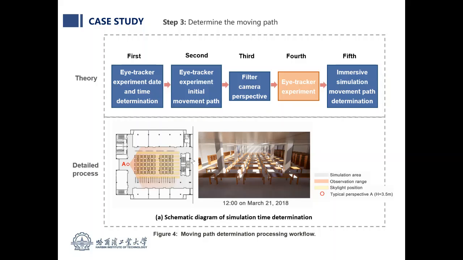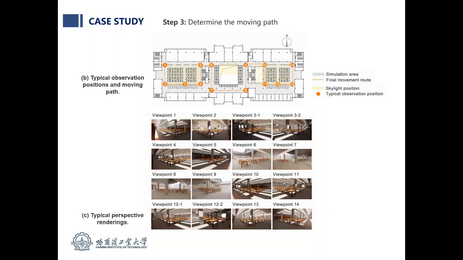Thirdly, using the eye tracker experiment to determine the immersive simulation moving path. Select a typical perspective in the scene and compare and analyze the indoor daylight environment of typical day and time in the whole year. Then choose noon on March 21, 2018 as the final experiment time. Import the final building information model to the rendering platform and predict the area with high probability of glare in accordance with the distribution of indoor daylight and shadow.